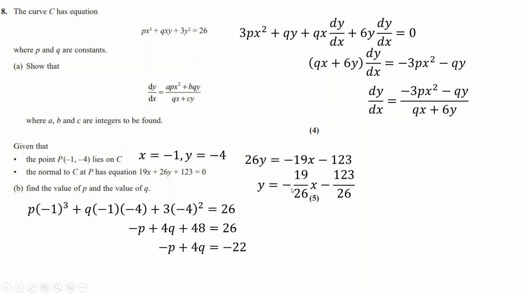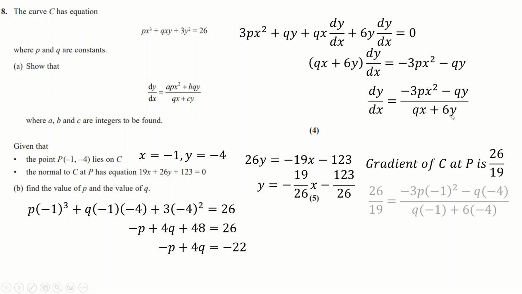That's the negative reciprocal. So I think the gradient of the curve is therefore 26/19. But of course, the gradient of the curve is dy by dx. So 26/19 is this expression here. And of course, that's only the case at the point -1, -4, because that's the normal at that same point. So this here is 26/19 if x is -1 and y is 4.